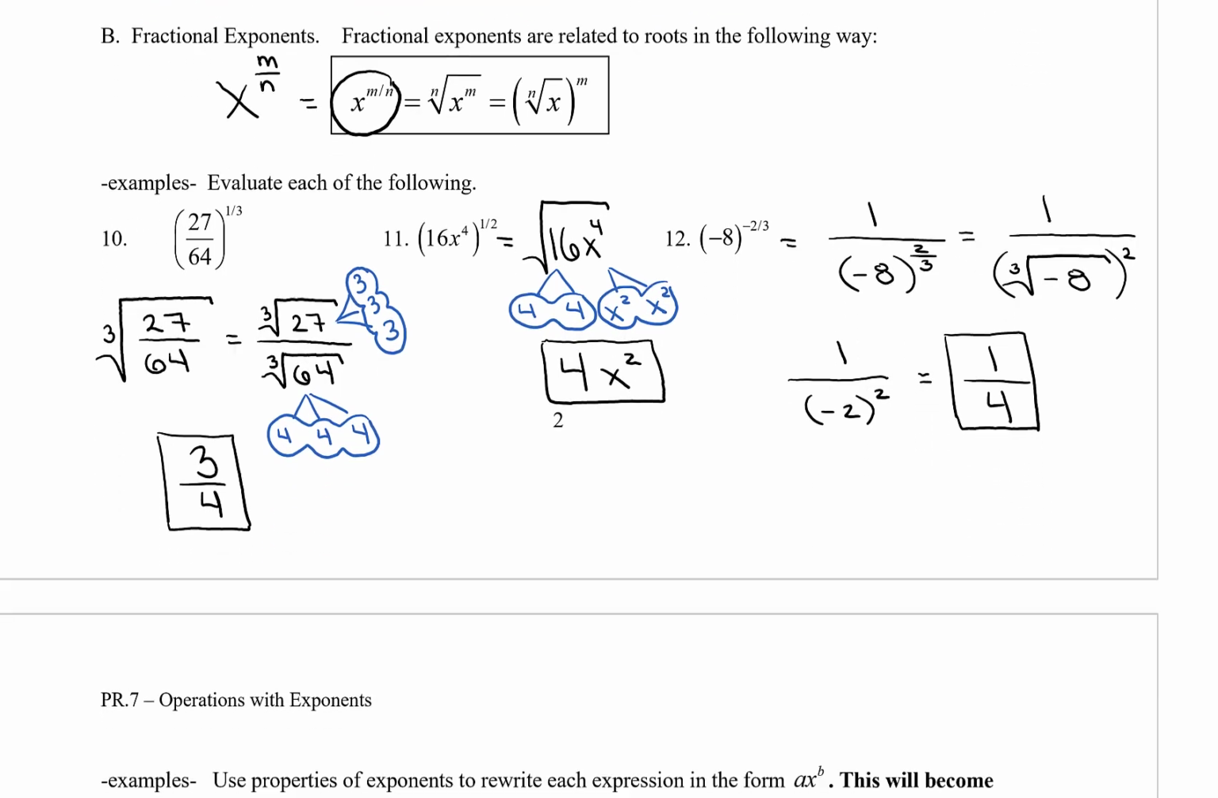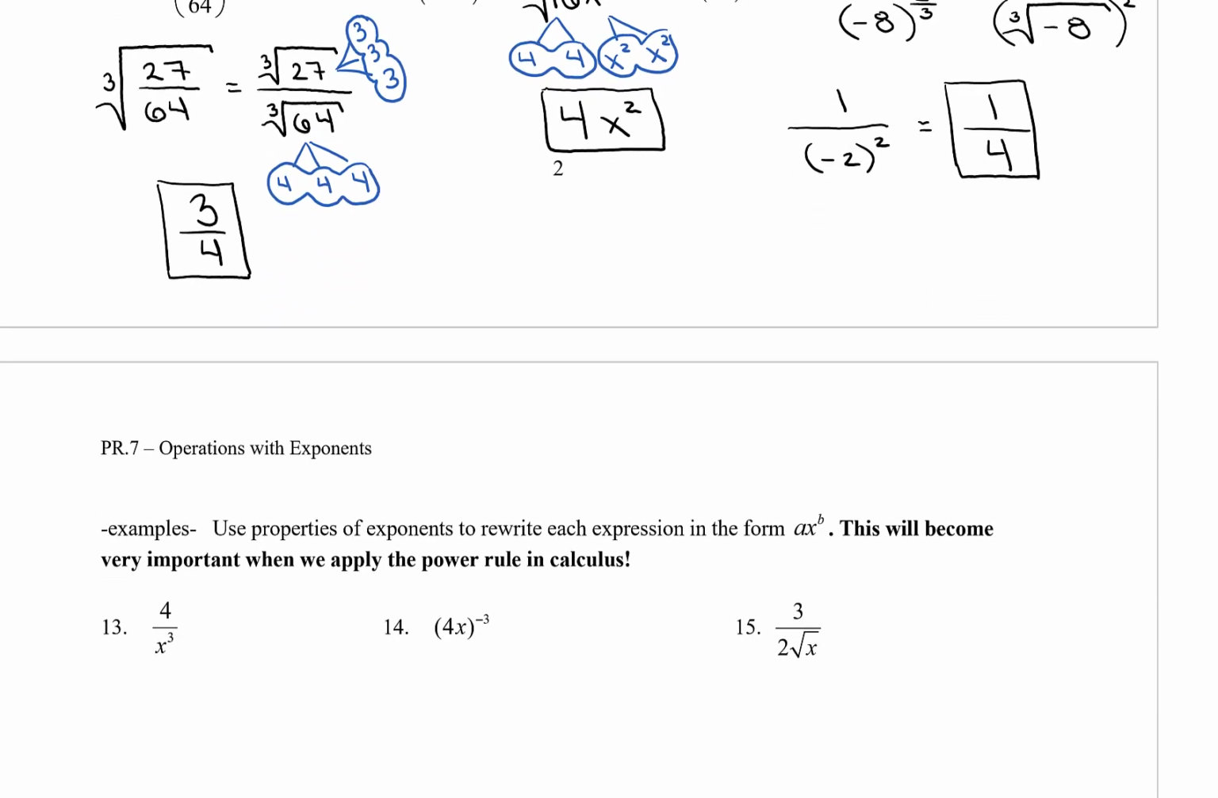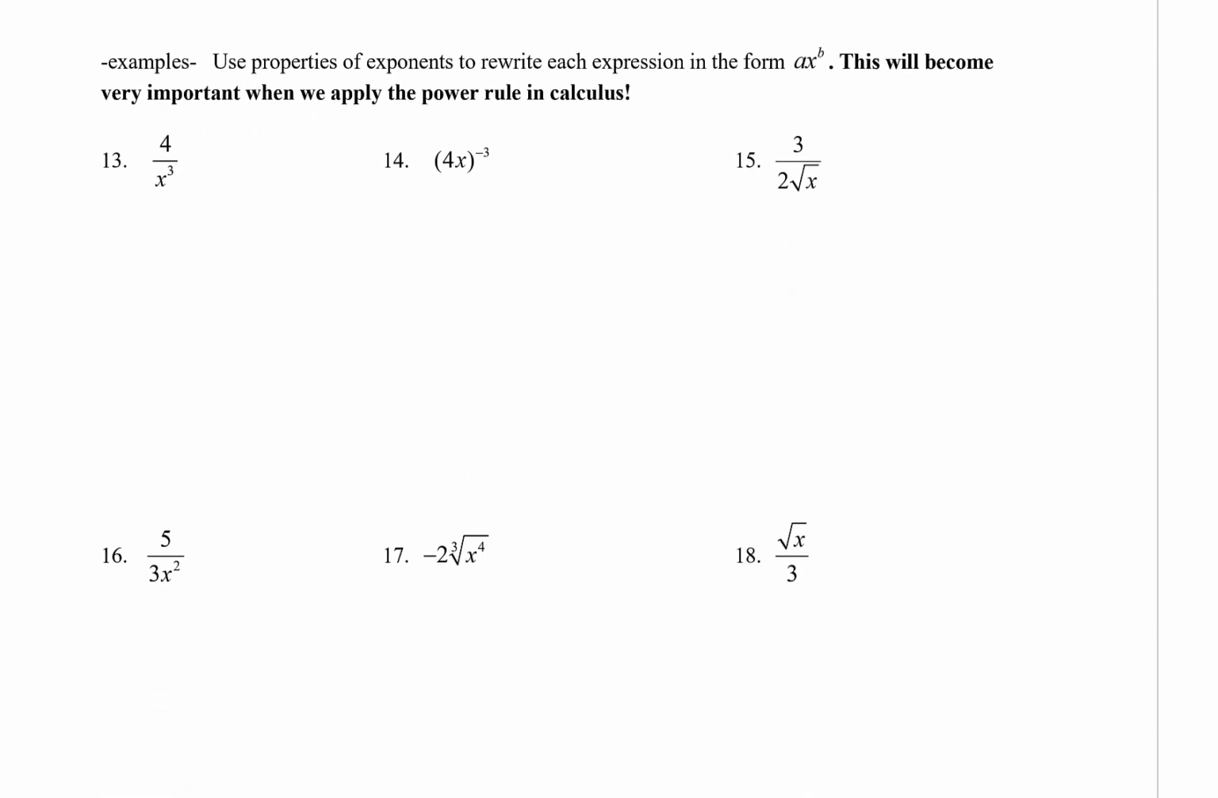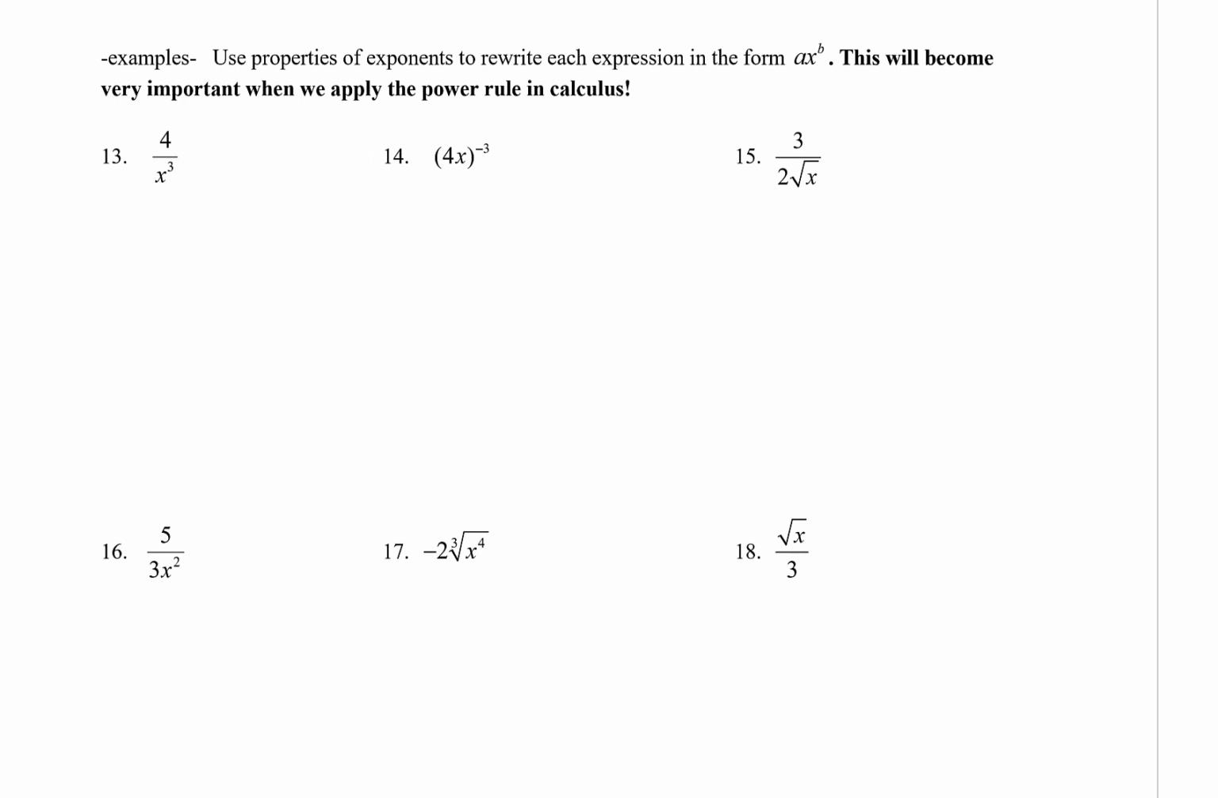Examples. Use properties of exponents to rewrite each expression in the form ax raised to the b power. This will become very important when we apply the power rule in calculus. So for the first one, number 13, we have 4 over x cubed. I'm going to rewrite this so that the x is in the numerator. So I'm going to have to rewrite it as 4 times x raised to the -3 power. And I'm going to box that in.